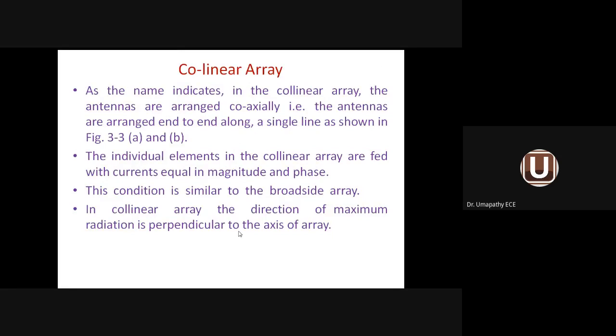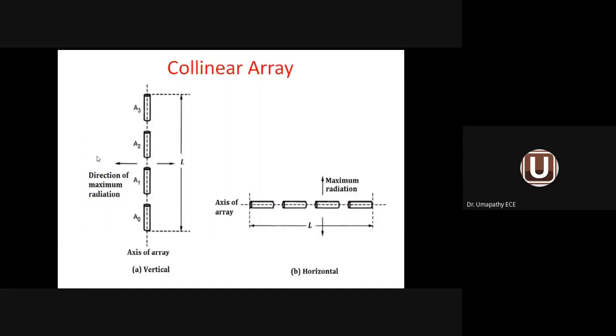Let us go to collinear array. I will show the diagram of collinear array. So these are the 2 diagrams of collinear array. There are 2 types available under collinear array. I call this one vertical collinear array, and this one horizontal collinear array. So why is it called vertical? It is vertically planted over the ground surface. This is the ground surface. This one is vertically planted. This one is horizontally planted.